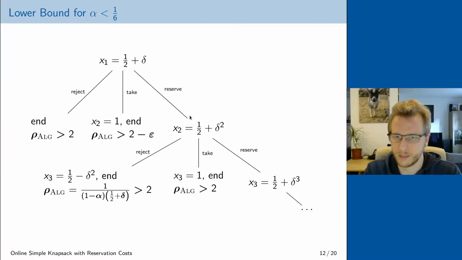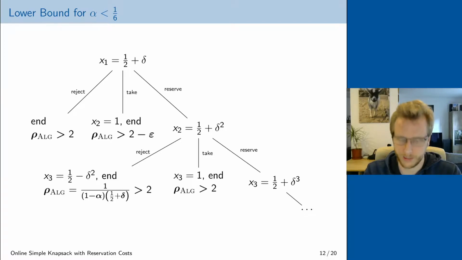But the main idea is that we got to this point and we looked at the reject and take option. And the next item that would be presented would be delta cubed. And the next items would basically just count up this exponent and then repeat the same game in the reject and take case. All right, so much for the lower bound.